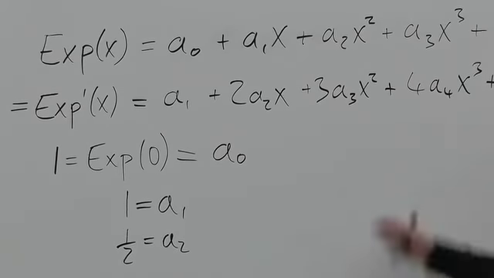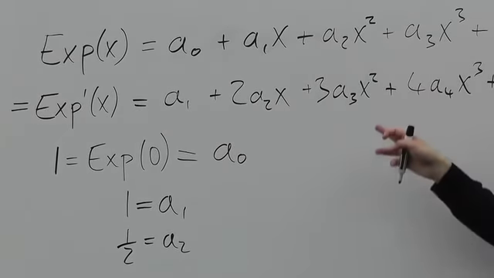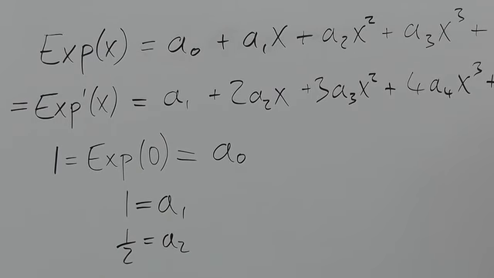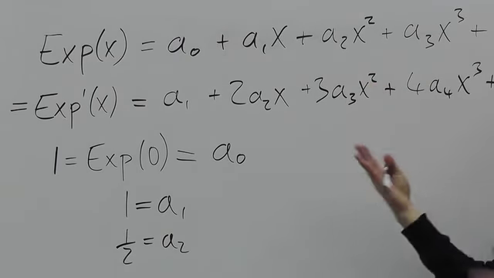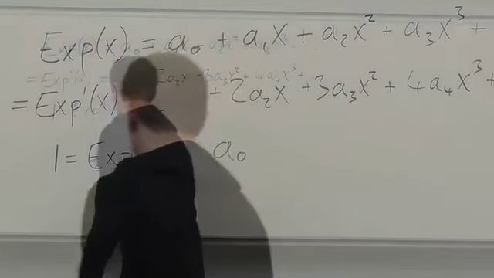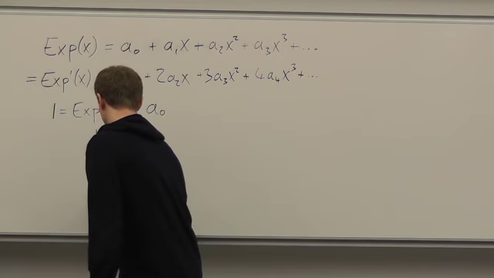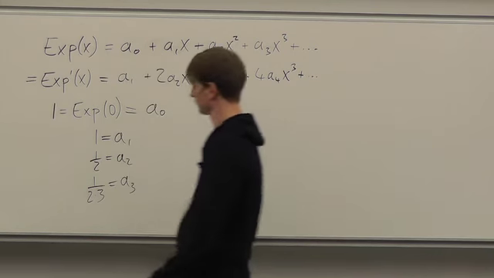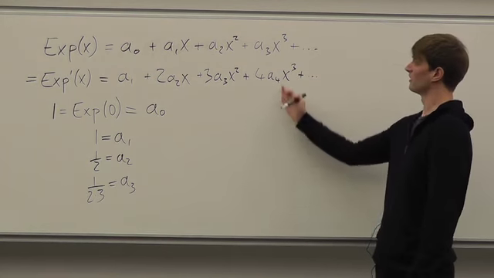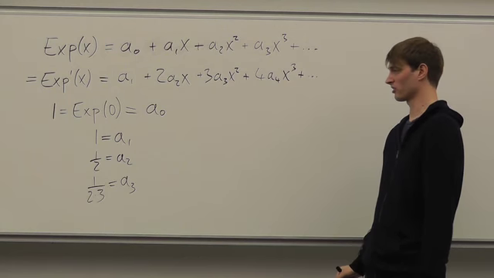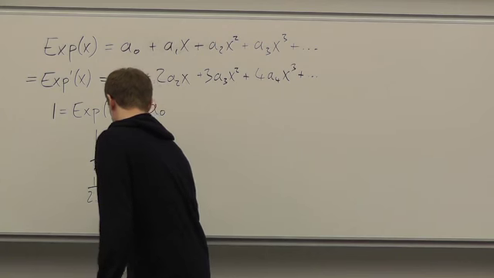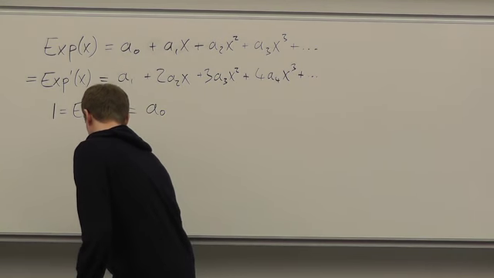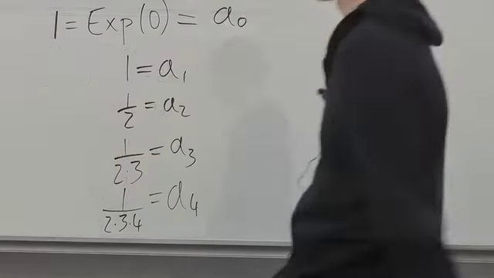And if a2 is a half, the coefficient of x squared on the top line is a half. The coefficient of x squared on the bottom line also needs to be a half. So in order to satisfy that, a3 has to be a half times a third. So the third will cancel with the 3 and just give me a half. So a3 is this. And similarly, if I look at the coefficient of x cubed, that's going to tell me that a4 is equal to 1 over 2 times 3 times 4.